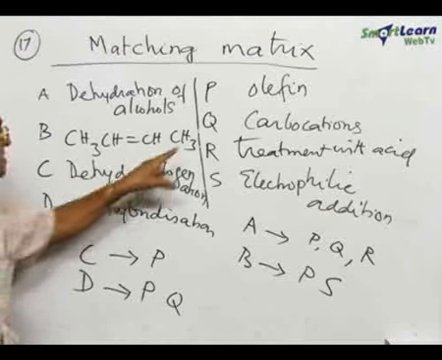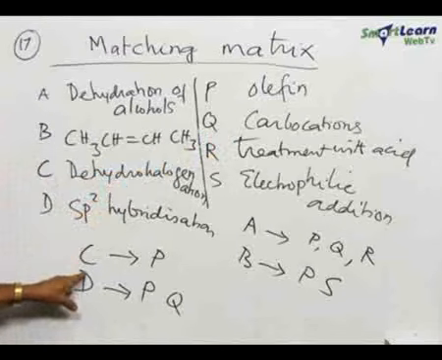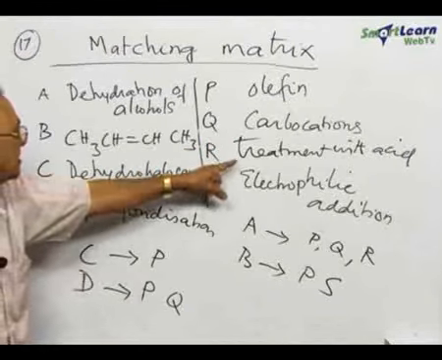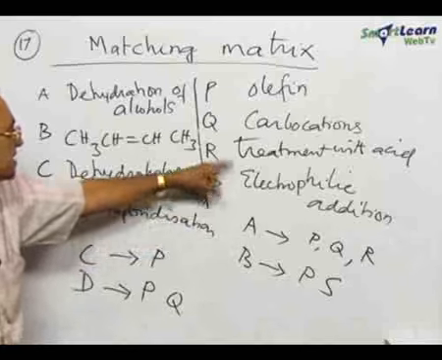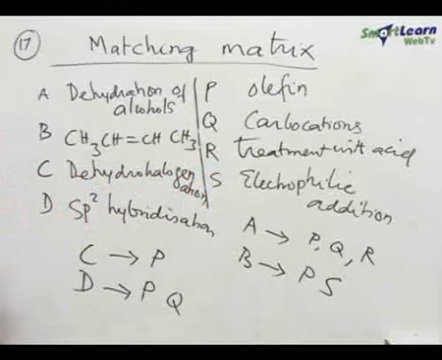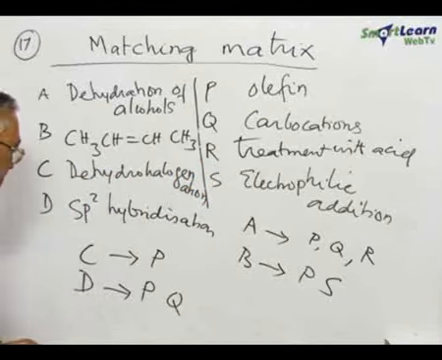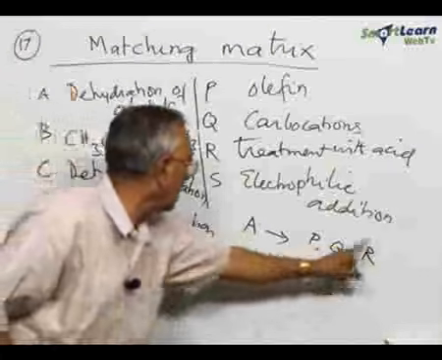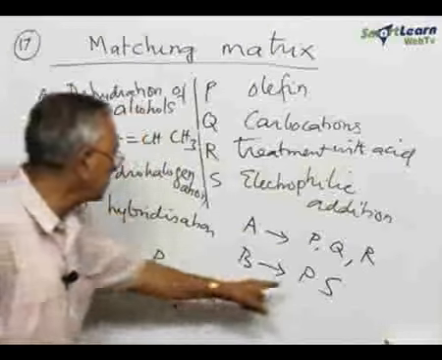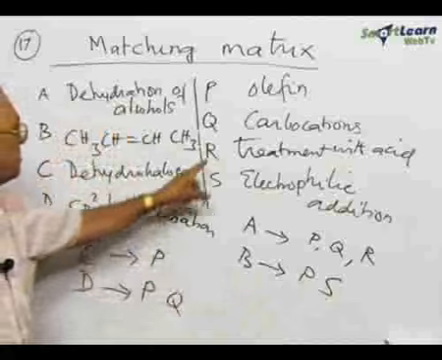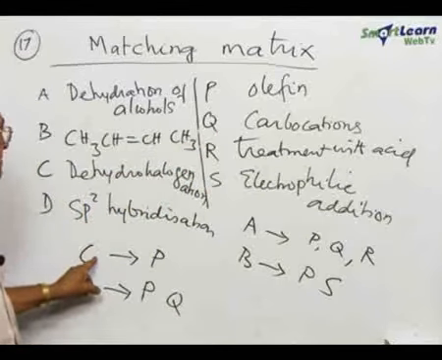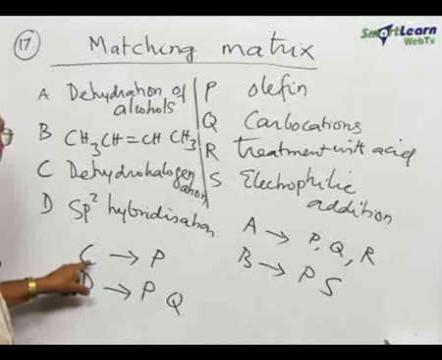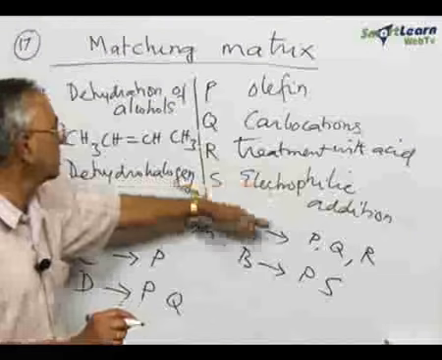Carbocations have the sp2 hybridization, whereas treatment with acid and electrophilic addition are not involved in sp2 hybridization. So, the correct matching for A will be P, Q and R, for B will be P and S, C will be P, and corresponding to C, dehydrohalogenation, only the olefin is being produced.